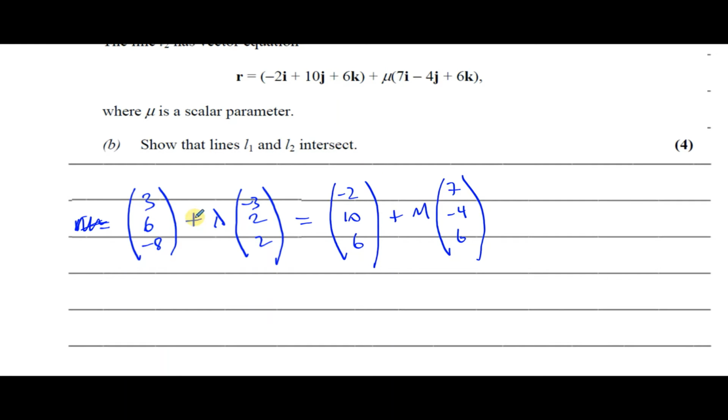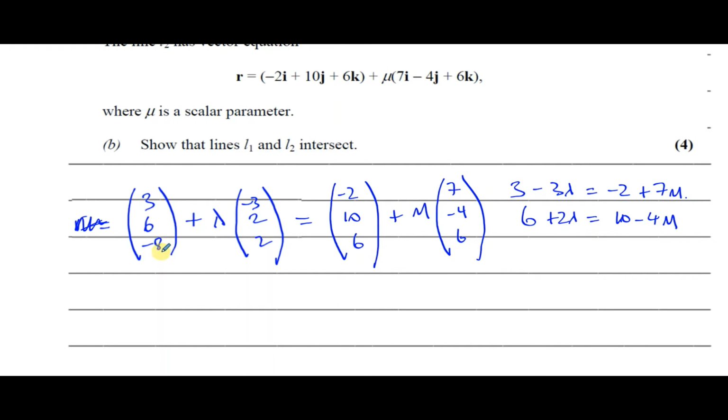So let's just equate them together and make 3 equations from the i, j, and k components. Let's take the top row. We're going to have 3 minus 3 lambda is equal to minus 2 plus 7 mu, sorry, 7 mu on this side. We got 6 plus 2 lambda is equal to, we're going to have 10 minus 4 mu.